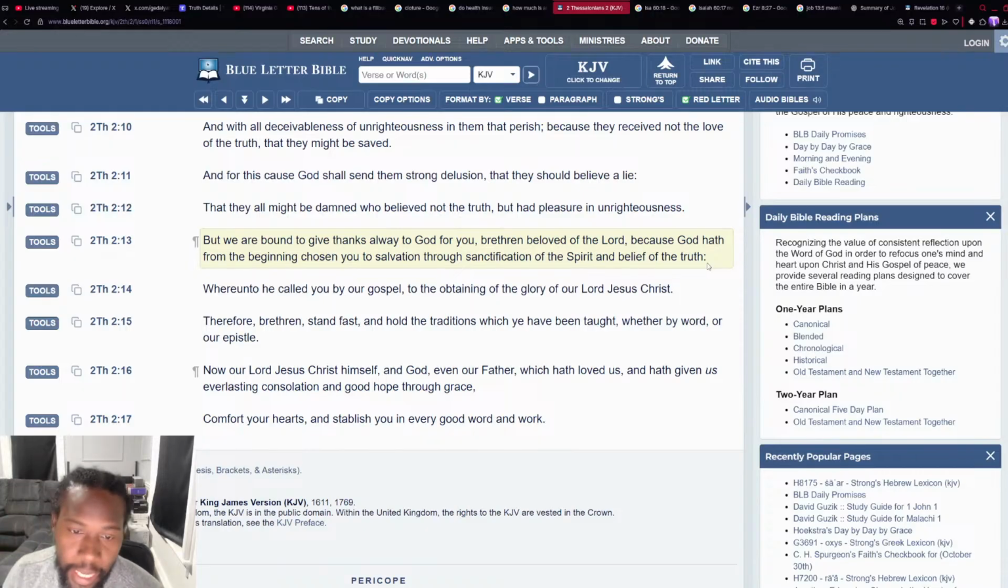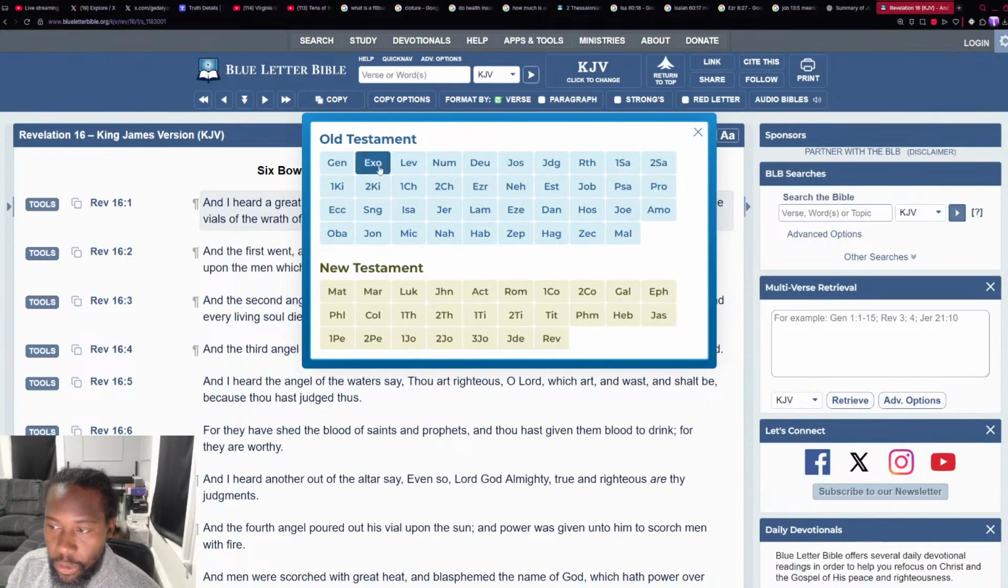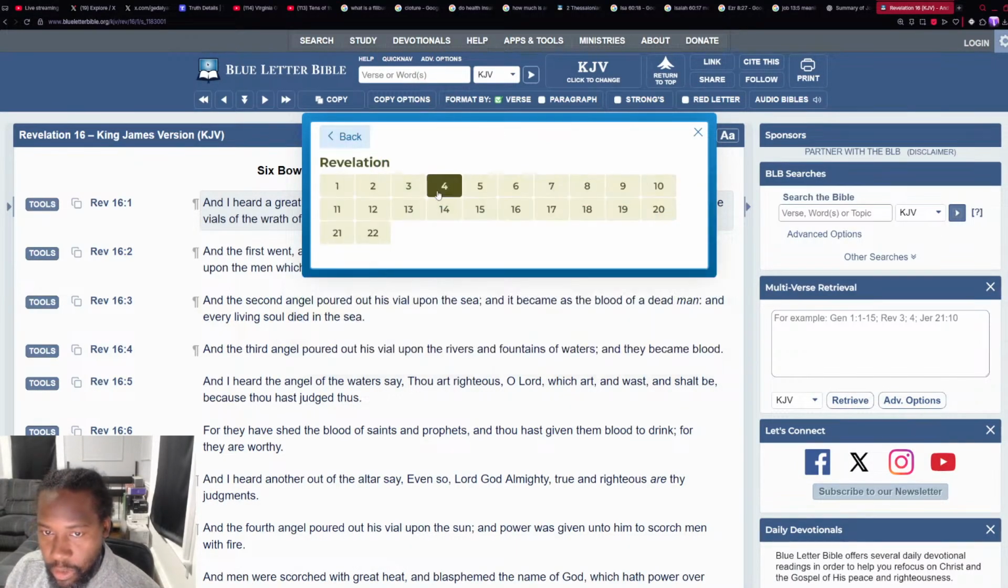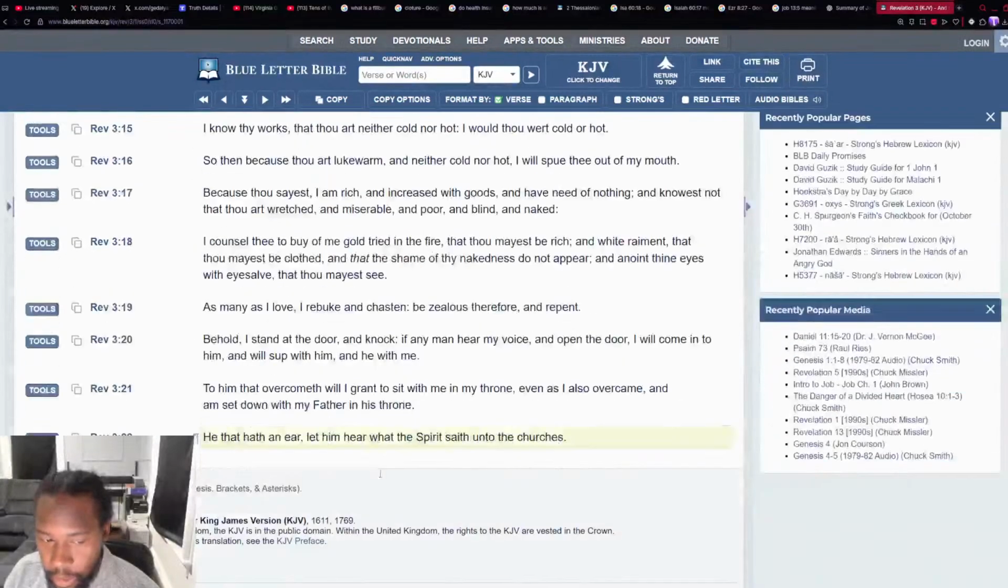Whereunto he called you by our gospel to the obtaining of the glory of our Lord Yahweh Shah Mashiach. Yeah, he called you by the gospel. Okay, that's how you were called. That's the Lord knocking, like he tells you in Revelation 3:20. Behold, I stand at the door and knock. If any man hear my voice and open the door, I will come into him and will sup with him and he with me.